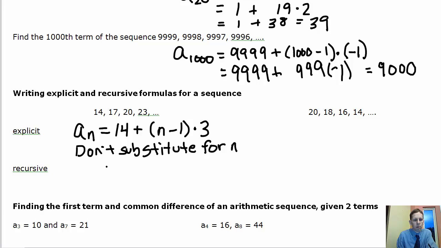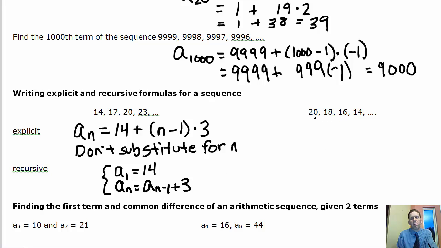The recursive formula is pretty easy as well. We know what the first term is. A sub 1 is equal to 14. And then you can find any other term by taking the previous term and adding 3. And there's your recursive formula.